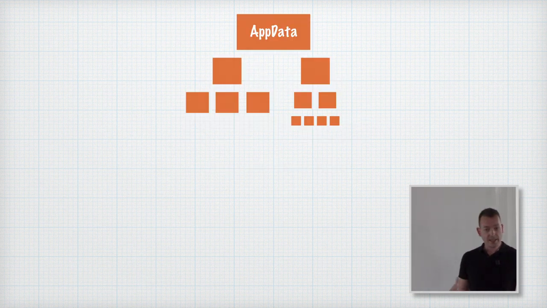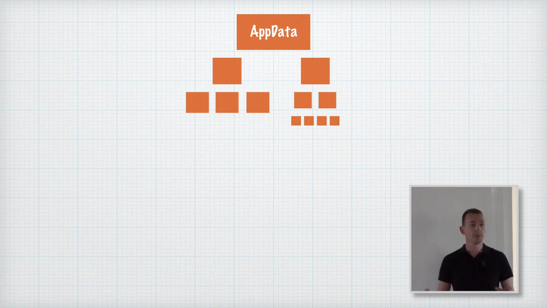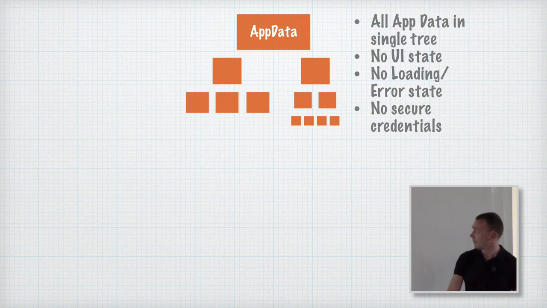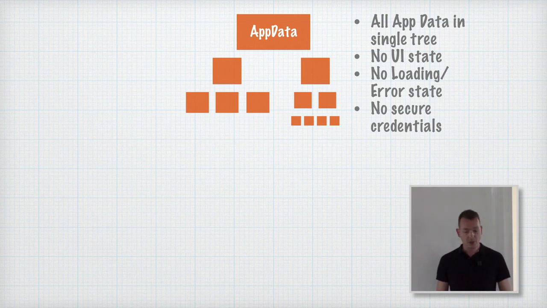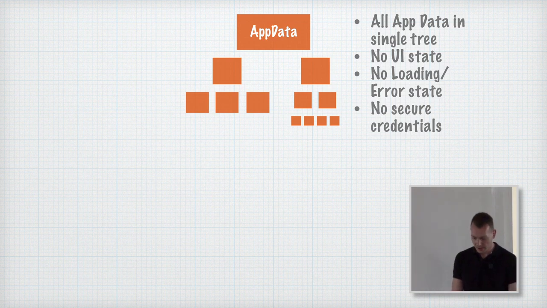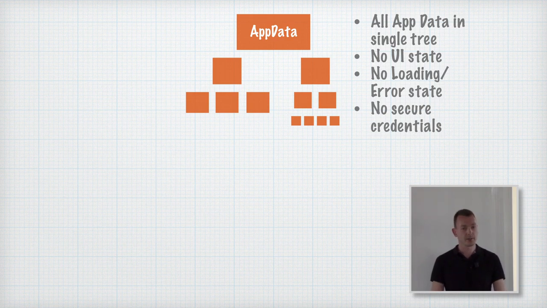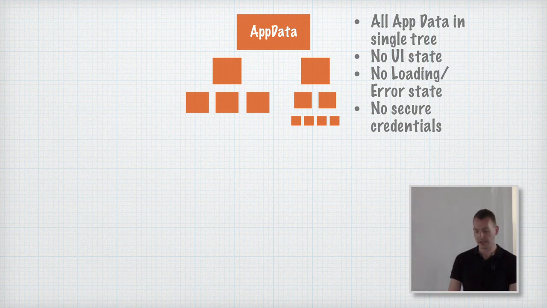That basically means that the data in our app is just one big tree of data. There are no short-lived things. All the data is just living in that tree of data, as you can see here. The only thing that's not in there is UI state, like if a button is pressed or loading or error state. So if you load something from a server, we don't put the loading state or error states in our data tree. And for security reasons, secure credentials go into the keychain. But all the other data that you see on screen at any time in the app is stored in one big data tree.